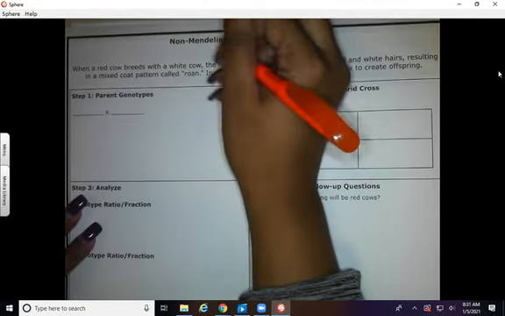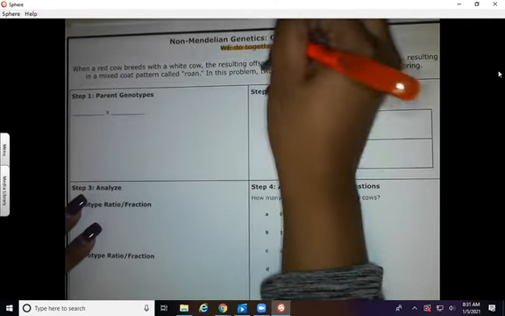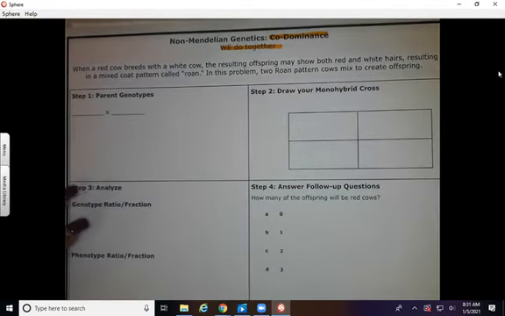Remember, I need your help in order to do this. We're going to be working with cows today. So let's go ahead and jump into it.